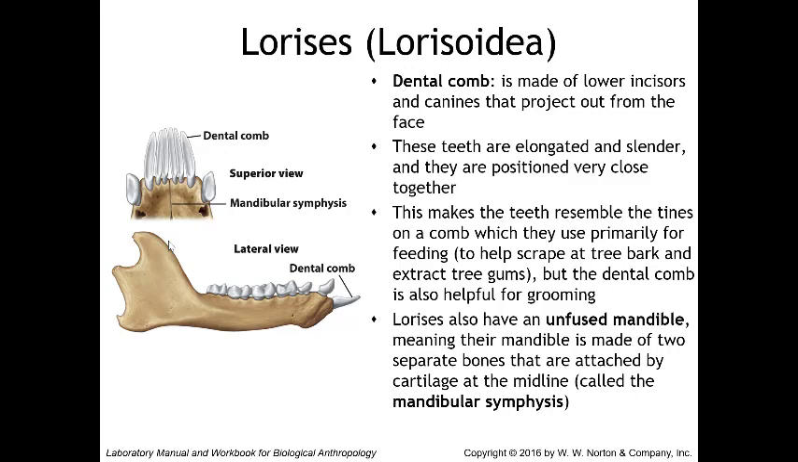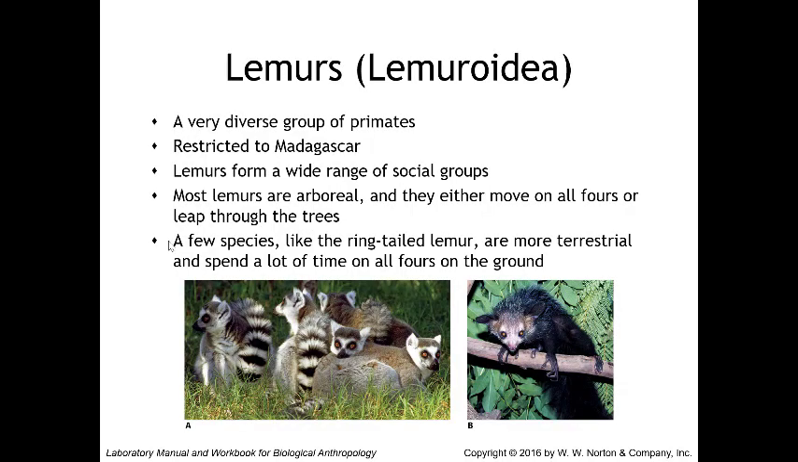Next, we have lemurs, and lemurs are closely related to lorises and share many of the traits that we just discussed. So lemurs and lorises are very closely related. Lemurs are a very diverse group of primates. They're restricted to Madagascar, right? So that is a huge clue, right? Separating out lemurs and lorises, because I can give you a bunch of traits and they're going to sound very much like lorises, but I'll say something like I live in Madagascar, and that's going to clue you in to the fact that I'm talking about a lemur, right?